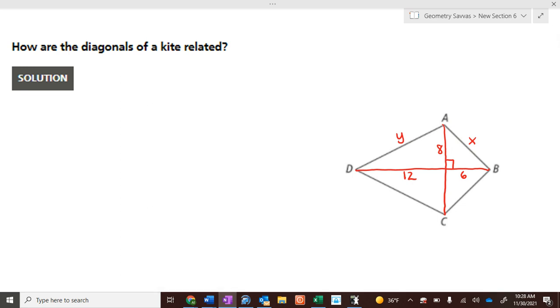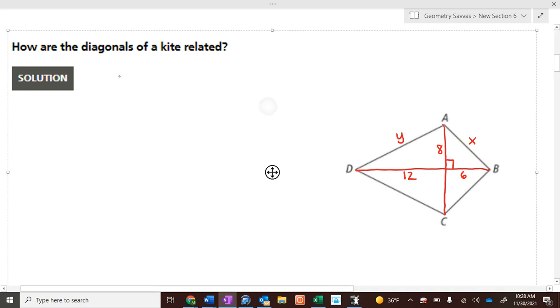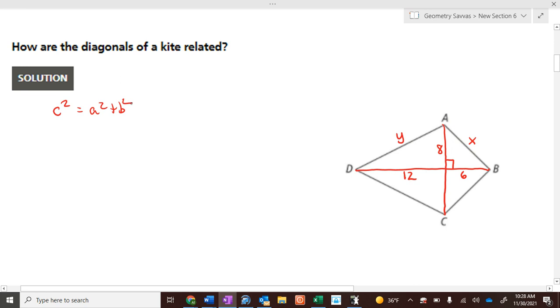It's the Pythagorean Theorem. C squared equals A squared plus B squared. So X squared would equal 6 squared plus 8 squared. What's 6 squared? What's 8 squared? So X squared equals 100. So X must equal 10. So this is 10. What do you think BC would be? 10. Would Y be 10?